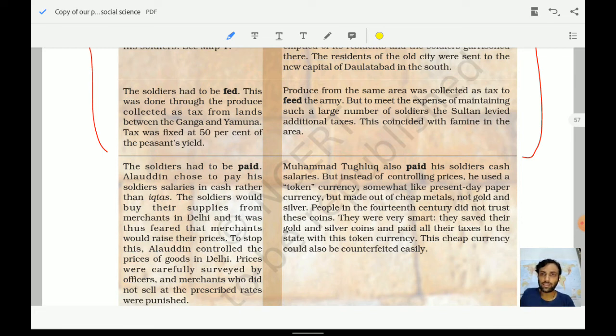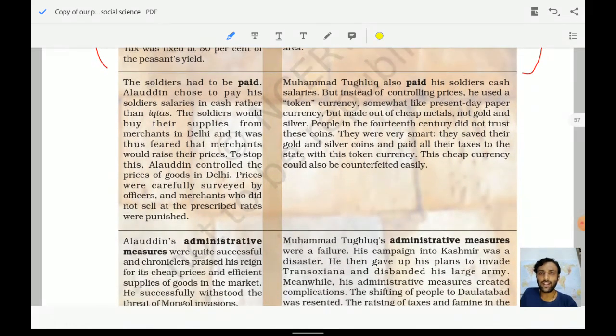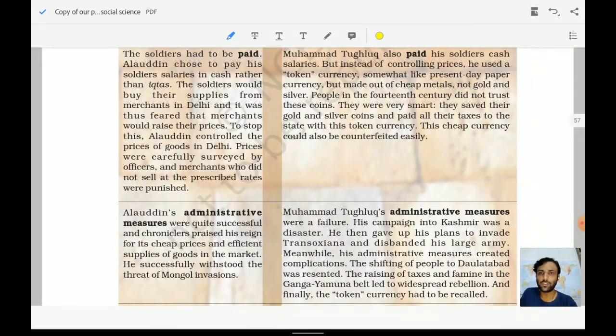So now it is providing us the detail of the purpose of imposing these higher taxes. The soldiers had to be paid. Alauddin chose to pay these soldiers' salaries in cash rather than iktas. So important information for the exam is whether Alauddin Khilji paid these soldiers in iktas or in cash. Instead of paying in iktas, because he had control all over the lands, as we just saw, he paid using cash.